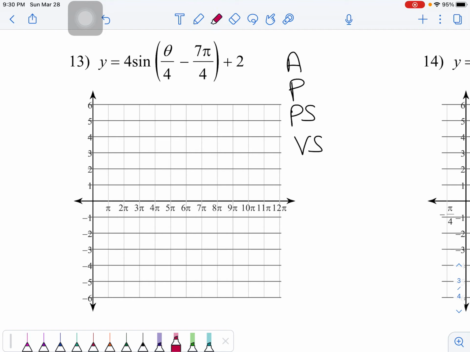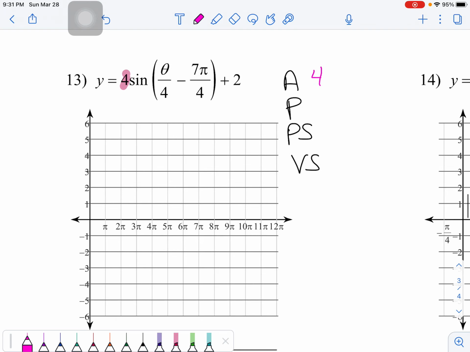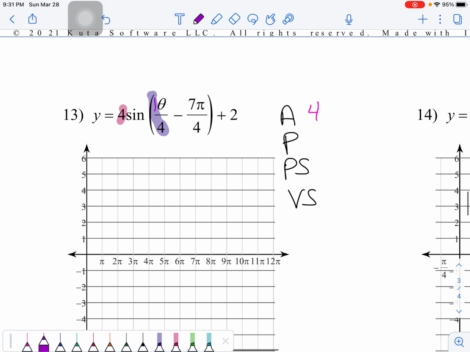Amplitude. So amplitude here is going to be based off of that coefficient, so it's a 4. The period is going to be based off of, now I'm going to do one quick thing first here. I'm going to add a 1 in front of that theta. And my period is going to be based off of this coefficient to theta. I'm going to take the original sine period of 2 pi and divide by that coefficient of 1/4. When you take 2 divided by 1/4, you get 8 pi.